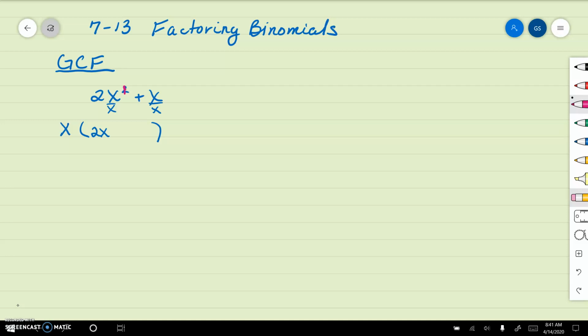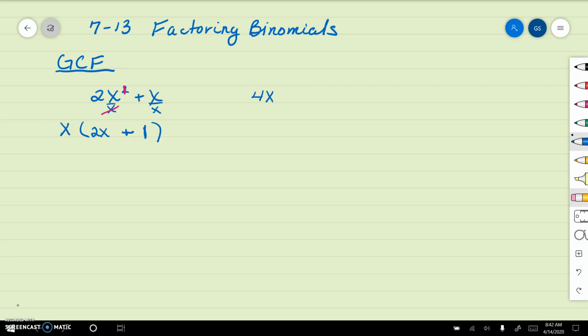This x becomes x to the first because this one goes away. And this is x divided by x. X divided by x is a 1, okay? It is a 1. There you go. Okay. That's GCF factoring. You just factor out or divide out the common factor of both of those two terms, binomial. All right, so let's do another one real quick.